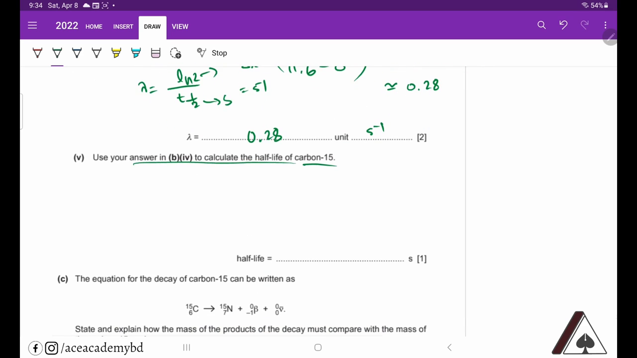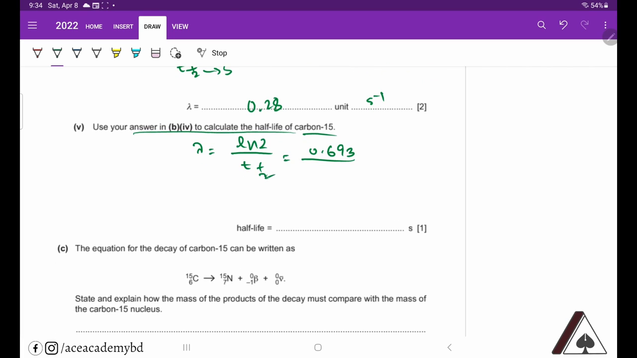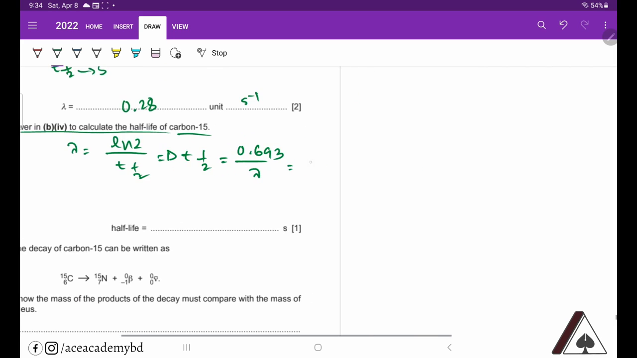So that's basically what we did. We know lambda equals ln 2 by t half. Over here, we use 0.693 as the value of ln 2, because that's what we are recommended to use, divided by t half. We are going to calculate t half, so let's make t half the subject. So t half equals 0.693 divided by lambda. So 0.693 divided by 0.28, if I calculate it, gives me a value of 2.5 in two significant figures. So it's 2.5, right.